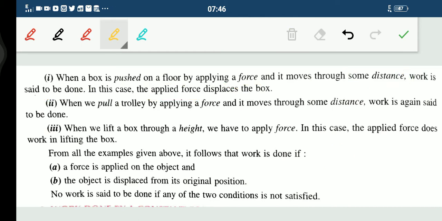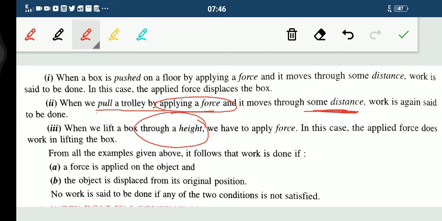Similarly, have a look at the second point. When we pull a trolley by applying a force and it moves through some distance, at that time also we say that work is done. When we lift a box through a height, we have to apply force. In this case, the applied force does work in lifting the box.